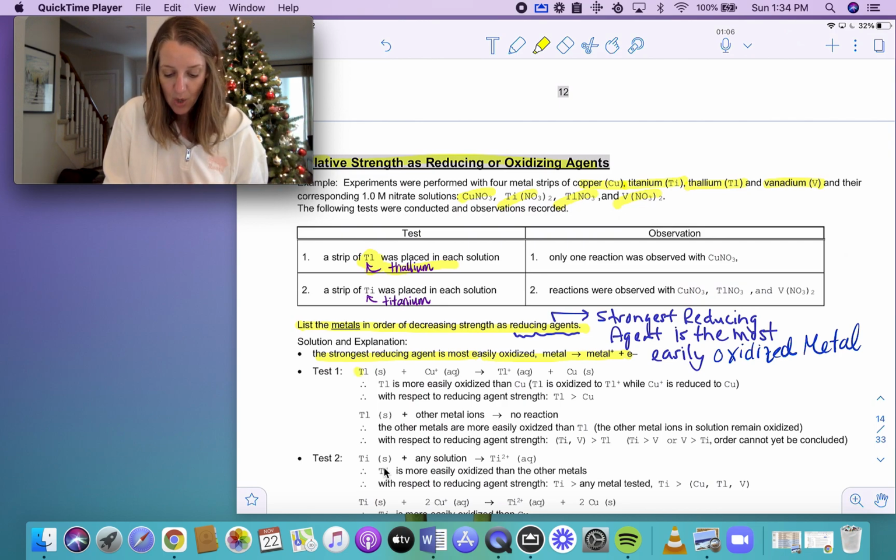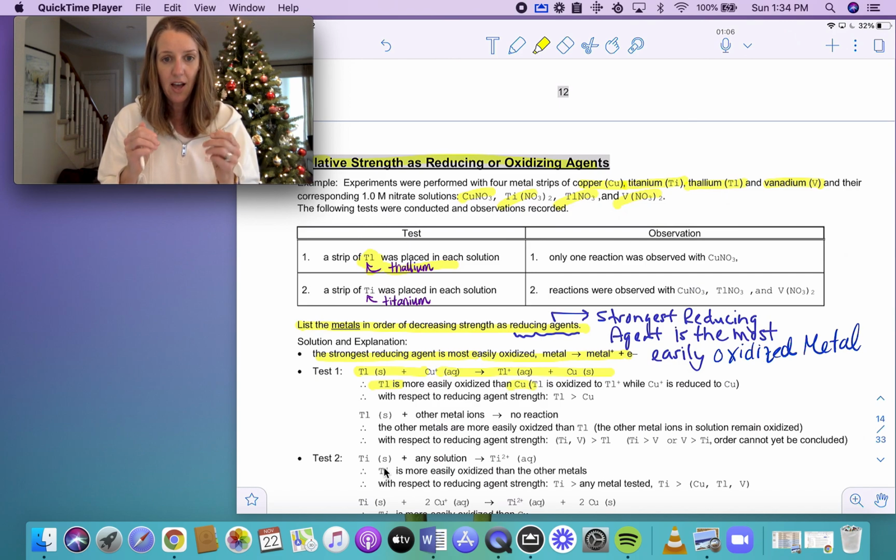So from test number 1, where we had thallium in a solution of copper nitrate, the thallium did get oxidized. So that tells me that if you were to compare the reducing agent strength of 2 metals, thallium and copper, thallium is more easily oxidized than copper, because the reaction takes place: thallium does get oxidized when it's in the presence of copper ions. Thallium is oxidized to Tl+, whereas the copper ions are the ones that get reduced. That reaction does occur. So therefore, with respect to reducing agent strength, we're going to say that the metal thallium is greater than copper. Do you see how you're going to deduce these as you go along? Okay?